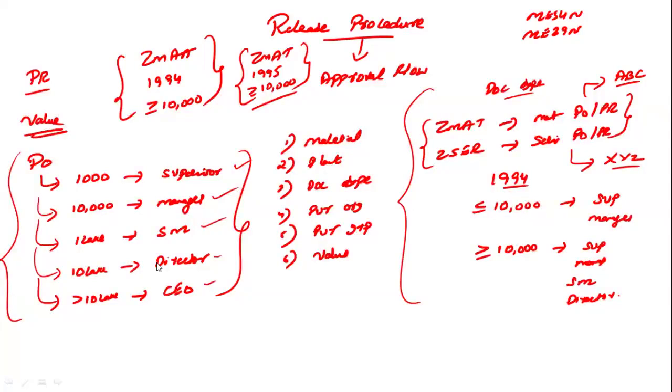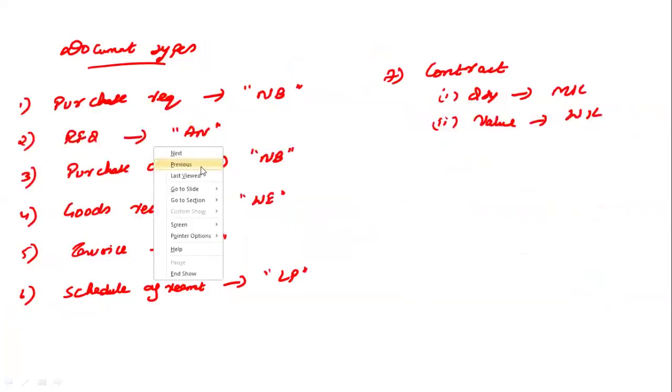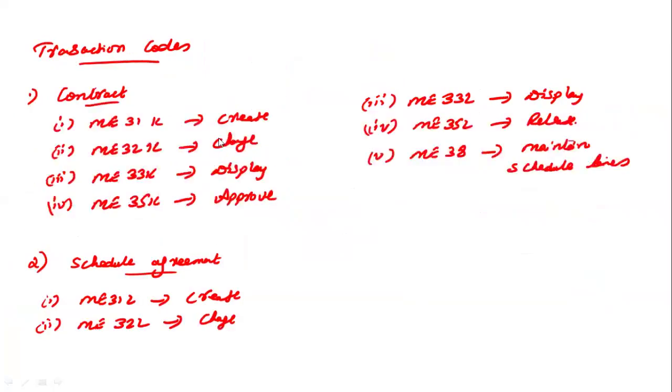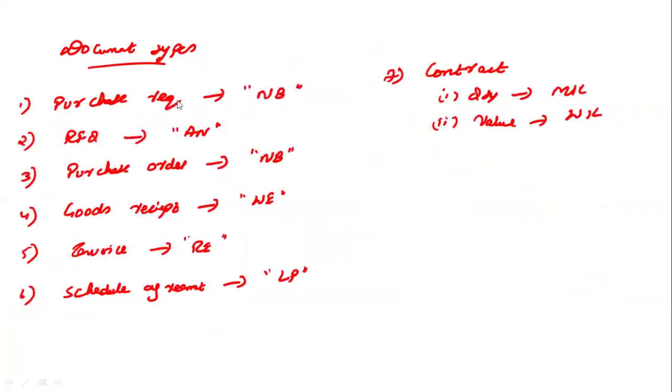What is ZMAT, sir? ZMAT is a document type which we discussed last week. In last week's P2P cycle, we said that we'll be using document types. For purchase requisition, standard is NB, and for purchase order is NB. So we created the custom document type ZMAT or BMAT. We tried to create those in our system. If you go through the last video, you will be able to understand what is the materials document type, what is service document type, all those things. Okay.